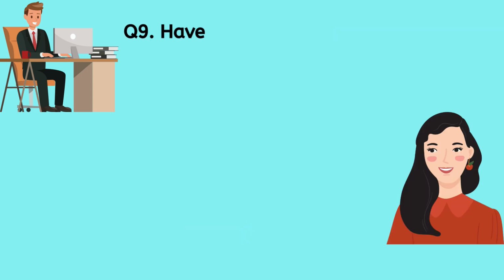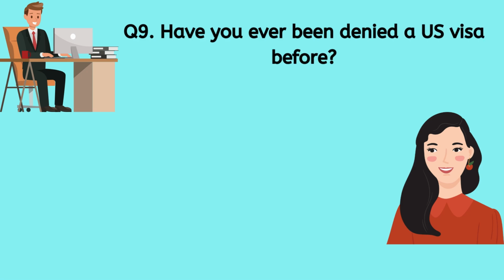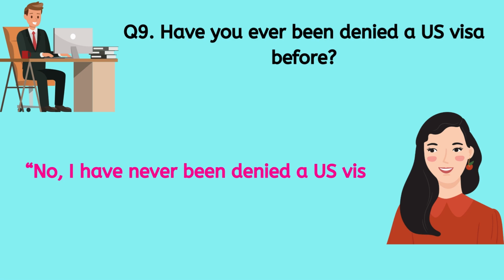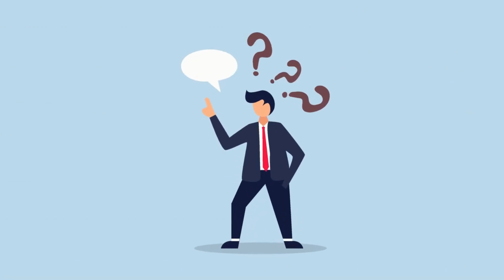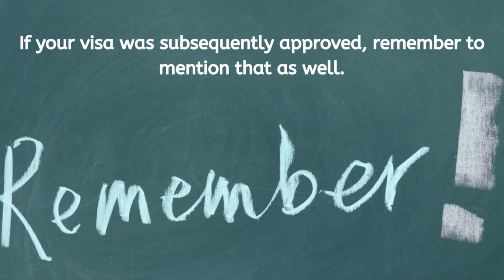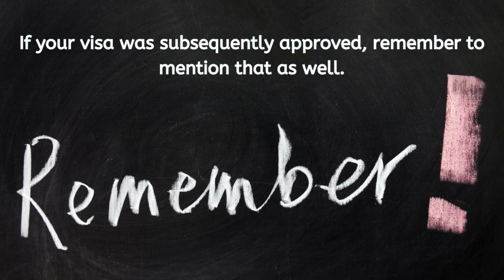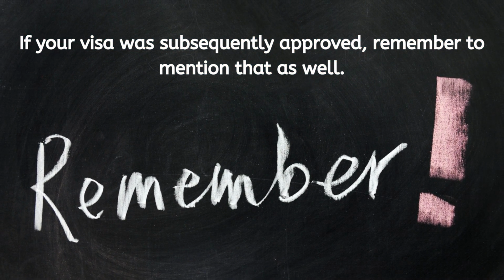Then they could ask you, have you ever been denied a US visa before? If not, it's a simple answer: no, I have never been denied a US visa before. But if you have been denied, then you must answer in the affirmative that yes, I was denied a US visa in the past. Now, if you have answered in the affirmative, then remember to be prepared, as they will ask you more questions about when and why your visa was denied, and if your visa was subsequently approved, please do remember to mention that as well in your answer.